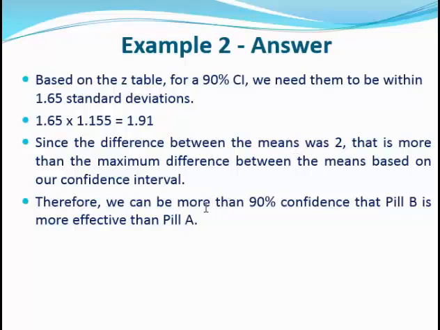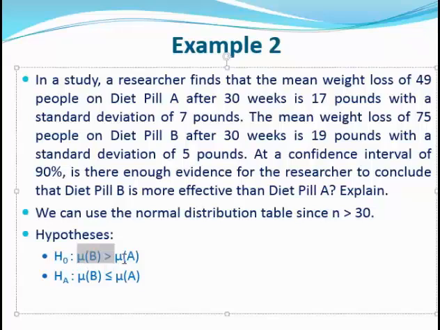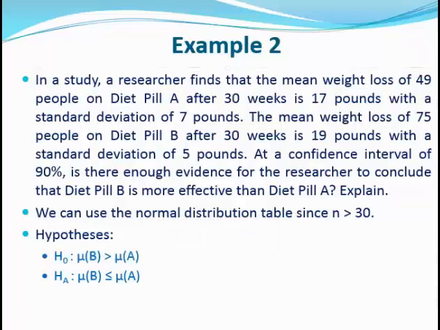Remember, our 1.155 standard deviation between the two means times 1.65 standard deviations was 1.91, but our difference was 2. Therefore, we can be more than 90% confident that pill B is more effective than pill A. So if we go back to our original hypotheses, our null hypothesis was that the mean of B is bigger than the pill of A, so we can accept that to a 90% confidence interval. And the alternative hypothesis, that pill B was less than or equal to as effective as the mean of pill A, we can reject that alternative hypothesis.